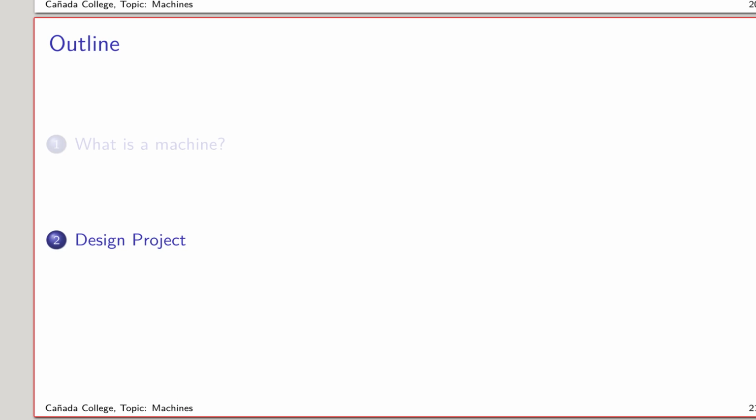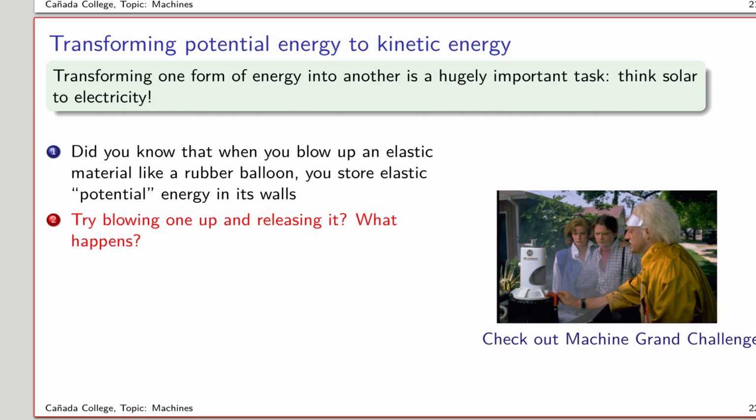Okay, so with that, I'm going to end by describing to you the design project you are going to work on. This involves creating a machine that utilizes the transformation of one form of energy into another. Now remember, transforming one form of energy into another is an extremely important engineering task. The example that you might think of is taking the energy that comes from the sun and converting it into electricity for your home through something like solar panels.